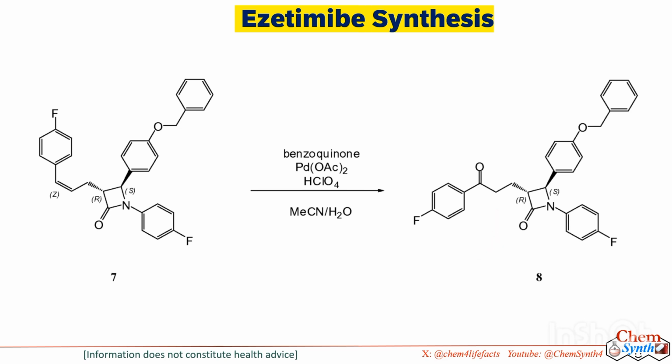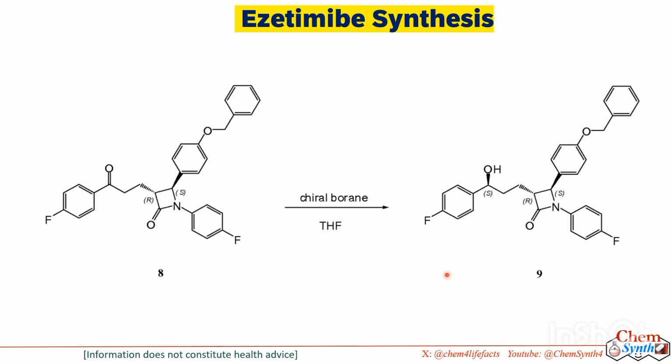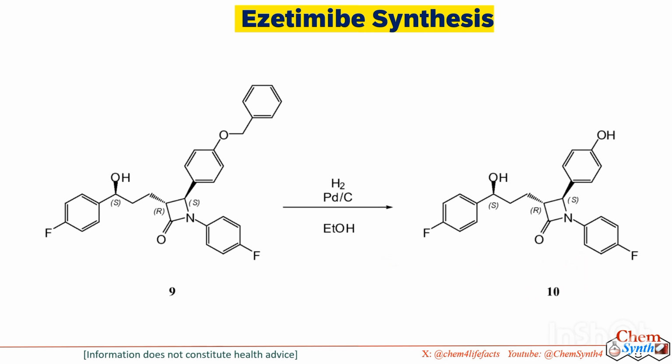So you will let me know what this conversion is called. And after getting this carbonyl compound, stereoselective reduction was done by using chiral boron reagent to get this intermediate 9. And after getting intermediate 9, here the benzyl group was removed in same way using hydrogen and palladium charcoal to get this final compound ezetimibe.